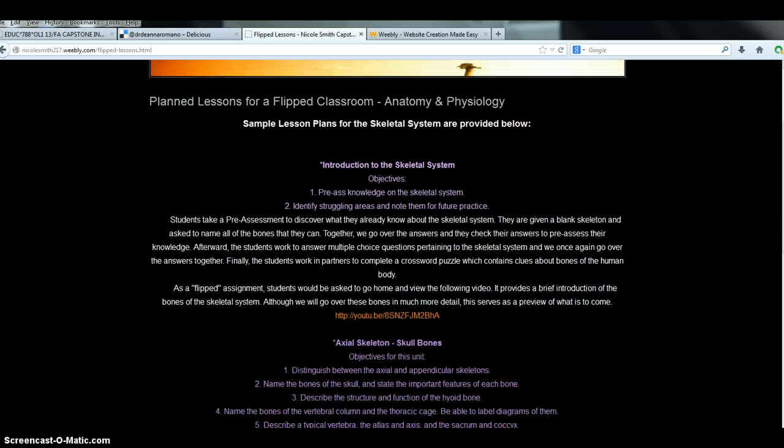The students take a pre-assessment in class to find out what they already know about the skeletal system. They try to name as many of the bones as they can on a blank skeleton, and then we go over those answers together. That would stay the same. We already do that in a regular classroom setting, so that would be normal activities. Also, they work together on a crossword puzzle that has clues about bones of the human body and answers multiple choice questions, so those things would stay the same.